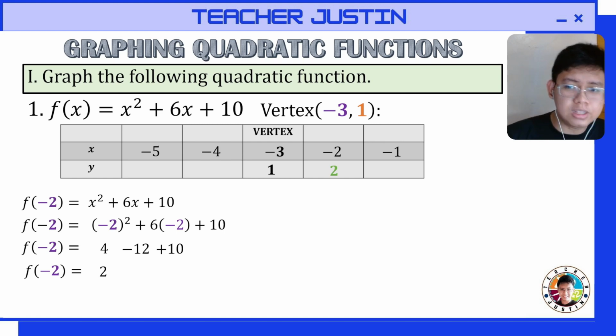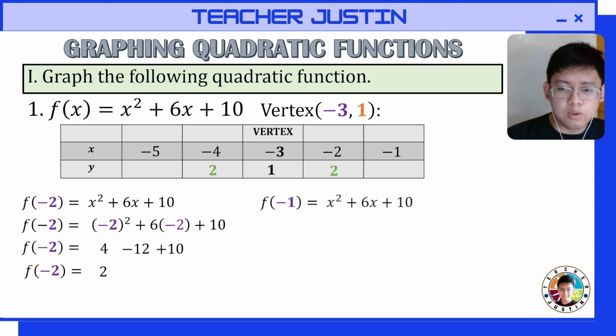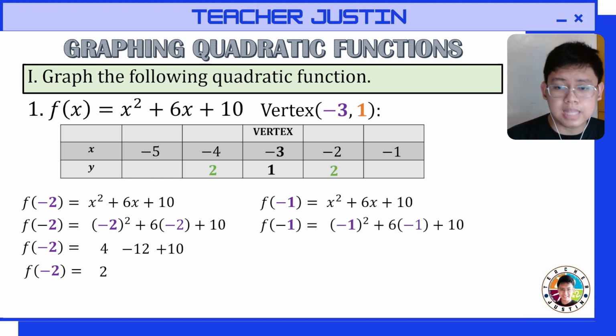And please take note na since ang parabola natin is symmetrical, and since hindi naman malayo yung unit natin, it will reflect to the left side of our parabola. So, yung negative 4, it will also have the same value which is 2. Okay? Tapos, punta naman tayo kay negative 1. If x is negative 1, what will be the value of y? So, let's replace all variable x by negative 1.